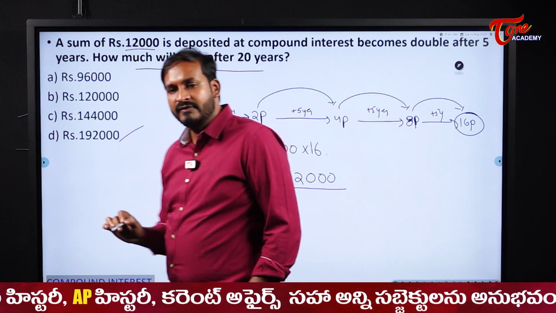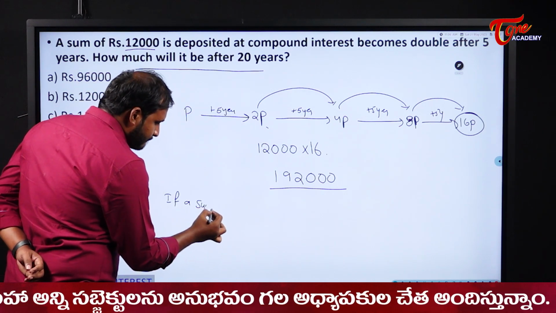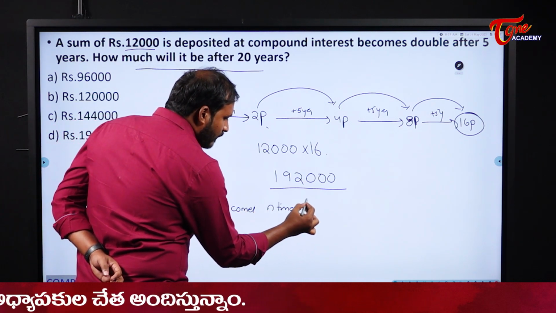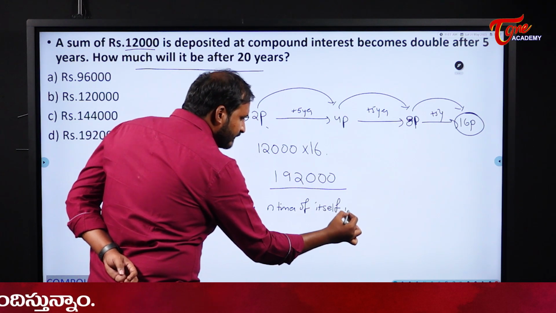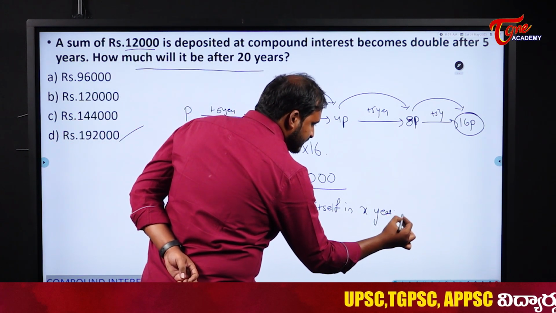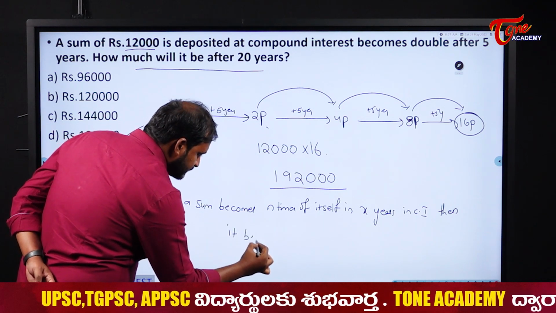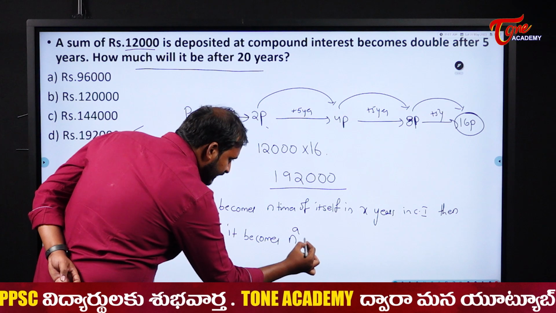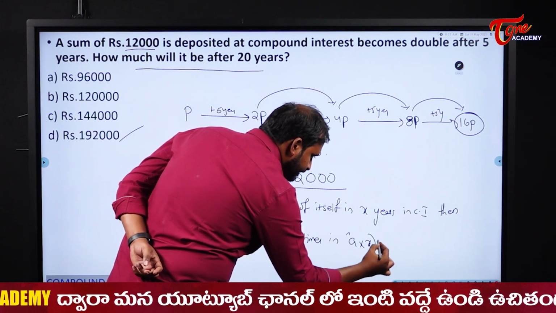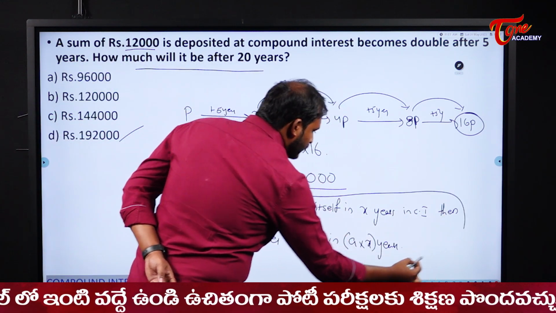Actually, students, here we have a formula for this. If a sum becomes n times of itself in x years in compound interest, then it becomes n to the power of a times in a into x years. This was derived from this logic only.